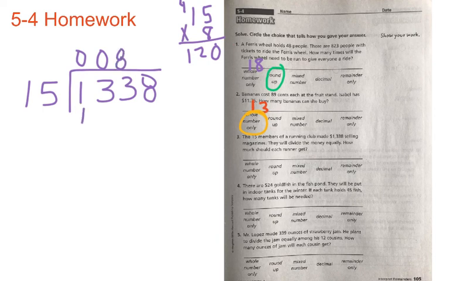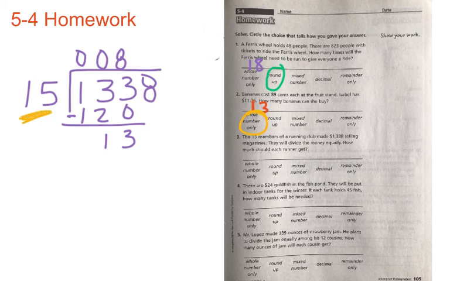And so we're now going to subtract our 120. 3 minus 0 is equal to 3, 3 minus 2 is equal to 1, and 1 minus 1 is equal to 0. So we have a remainder of 13, and you can do your check and see that 13 is less than your divisor of 15. So we can now bring down our 8. How many times can 15 go into 138? Well, we know that 8 times is 120, so 9 times is going to be 135. So it's going to be 9, and we're going to subtract 135.